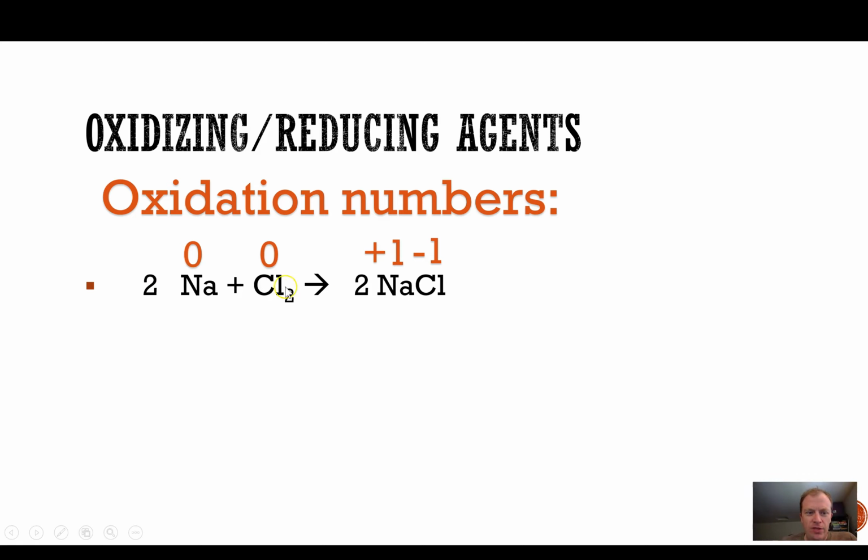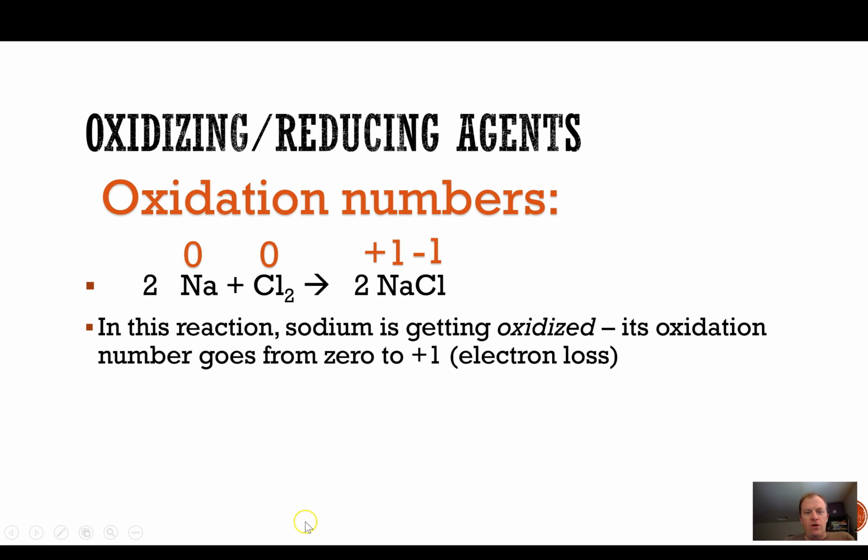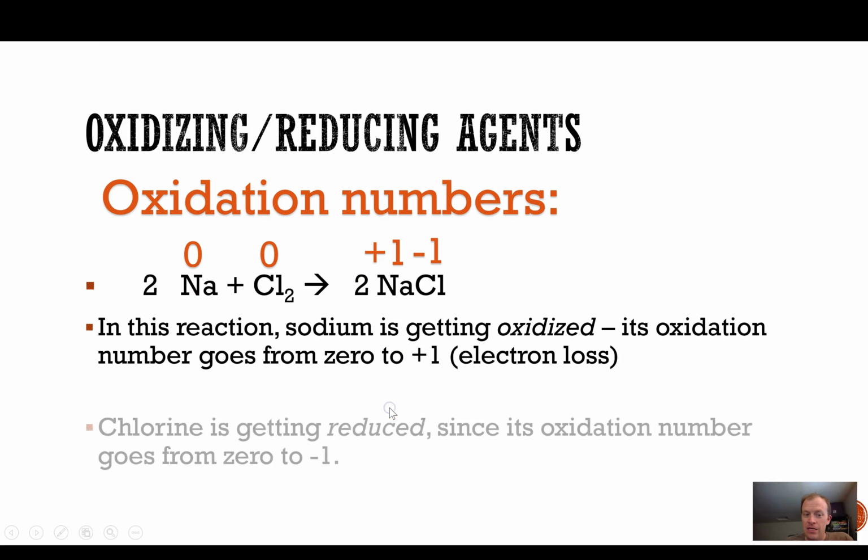So here we have the situation. These are both 0. These are +1, -1. Let's think of what happens in terms of the before and after. The element sodium here is getting oxidized. Its oxidation number goes from 0 to +1, so it has lost an electron. Leo the lion goes ger: losing electrons is oxidation, gaining electrons is reduction. So sodium has gone from 0 to +1. That means it has been oxidized.